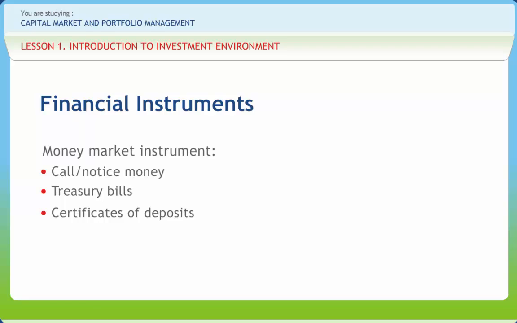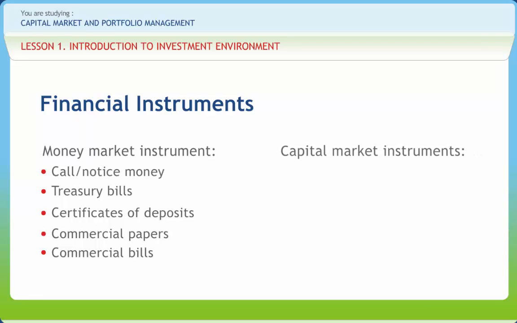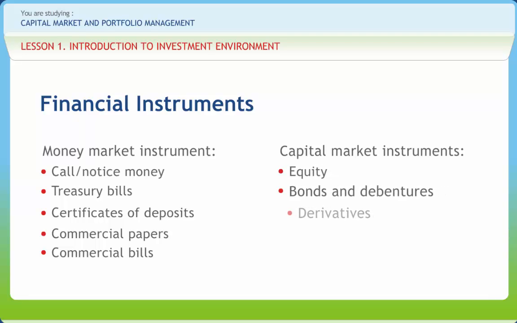Certificates of deposit are a negotiable money market instrument and issued in dematerialized form. Commercial paper (CP) is an unsecured money market instrument issued in the form of a promissory note. Commercial bills are basically negotiable instruments accepted by buyers for goods or services obtained by them on credit. Stocks and bonds are the two basic capital market instruments used in both the primary and secondary markets. Different capital market instruments are equity, bonds and debentures, and derivatives.